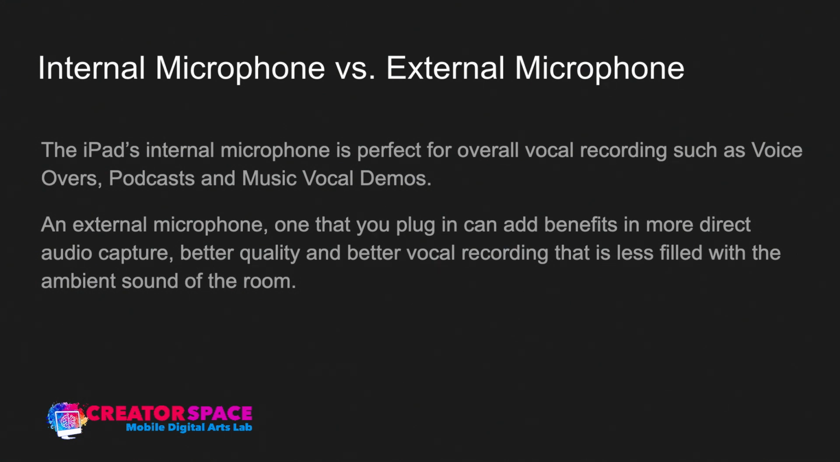But you can see in playing back those two samples what a difference that made in terms of room noise and less room noise, right? With the external microphone, one that you can plug in, you get more benefits because you can get better quality, better vocal recording, and it will be less filled with the ambient sound of the room, right? That's a real big plus. How do we record things that have a lot less ambient sound in the room? You can hear that huge difference between our input microphone versus the built-in internal microphone of the iPad. It's getting a lot of ambient noise.